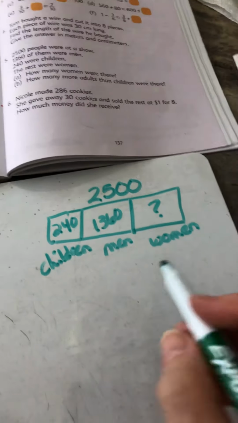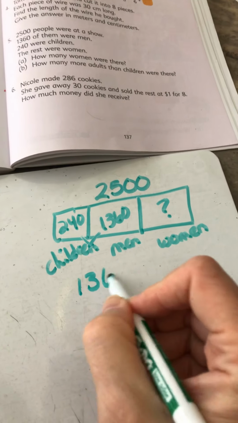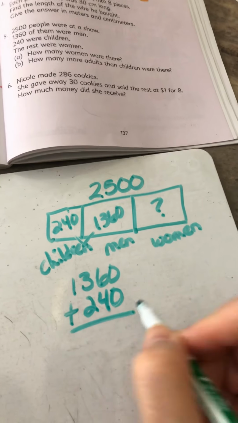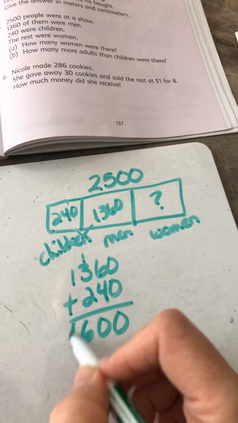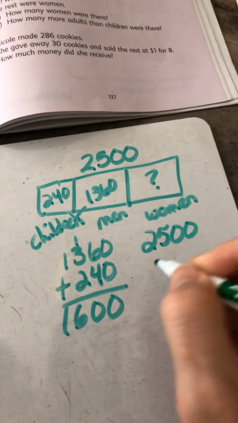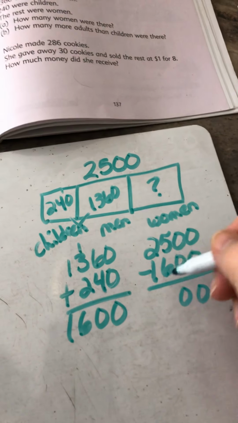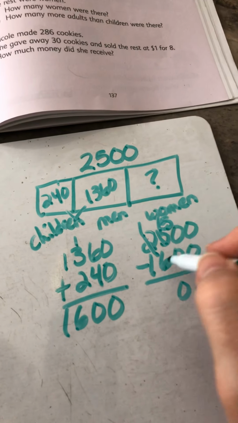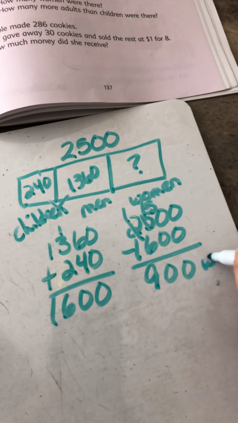You could do this 2 different ways. You can add these 2 numbers and do the 1,360 plus the 240 and get 1,600 and then subtract it from the 2,500. You can't take 6 from 5, so you're going to have to borrow and rename. 15 minus 6 is 9. So 900 women.